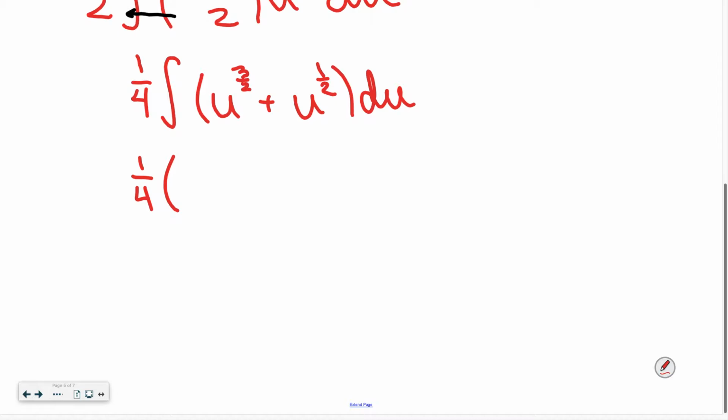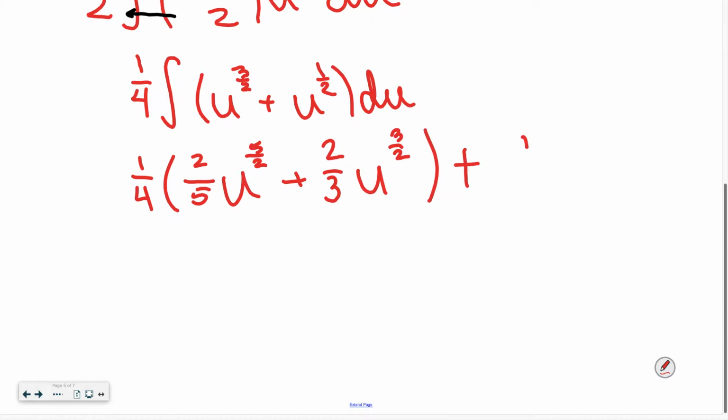All right, so the antiderivative here would be u to the 5/2 times 2/5 plus u to the 3/2 times 2/3.